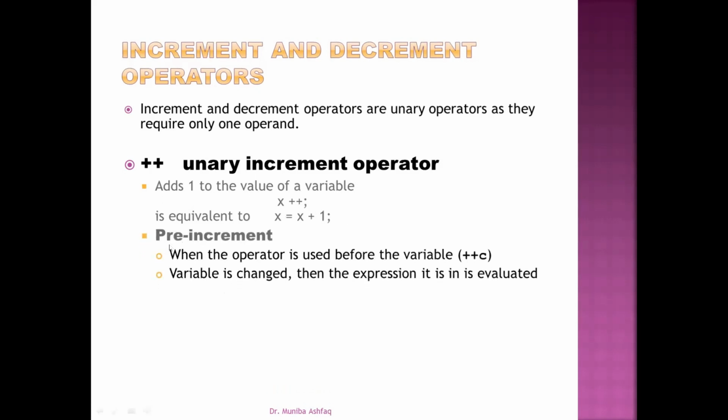So you have two versions of the plus plus unary increment operator. The first is pre-increment. Its name indicates that first of all, it has to increment. Pre-increment is when the operator is used before the variable. Here the variable is c, and the operator is plus plus. It's used before the variable. What does it mean? That the variable is changed. How is it changed? Its value is incremented by 1.